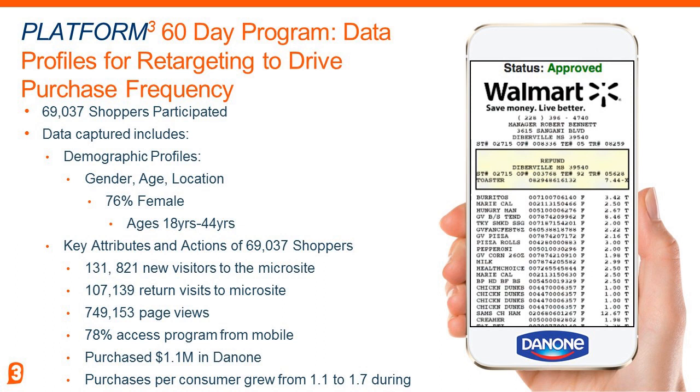We also have full campaign metrics such as page views, returning visitors, 78% had accessed the program from a mobile device. These 69,000 registered consumers had represented over $1 million in Danone yogurt sales. And we also increased purchase frequency for this program. So we found that lots of consumers were submitting multiple receipts, and based on a quick high-level analysis, we feel that households were participating in this program multiple times so they can take the family out to a movie without needing to spend out of pocket.